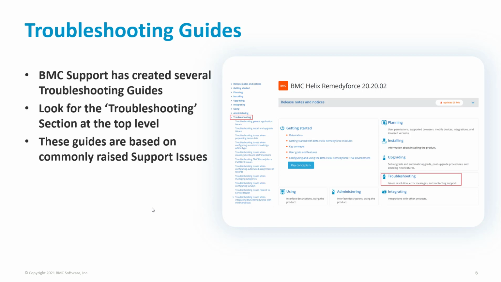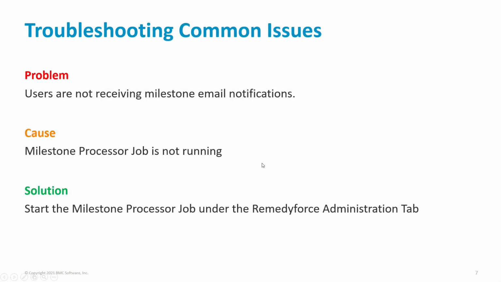In this webinar, I'm going to show you some of the most common issues that you might have working with your SLAs. So the first one that I would like to show you is users are not receiving milestone email notifications. For example, the email that I showed you that I received saying that the SLA was met. So imagine that you're not receiving that email notification.